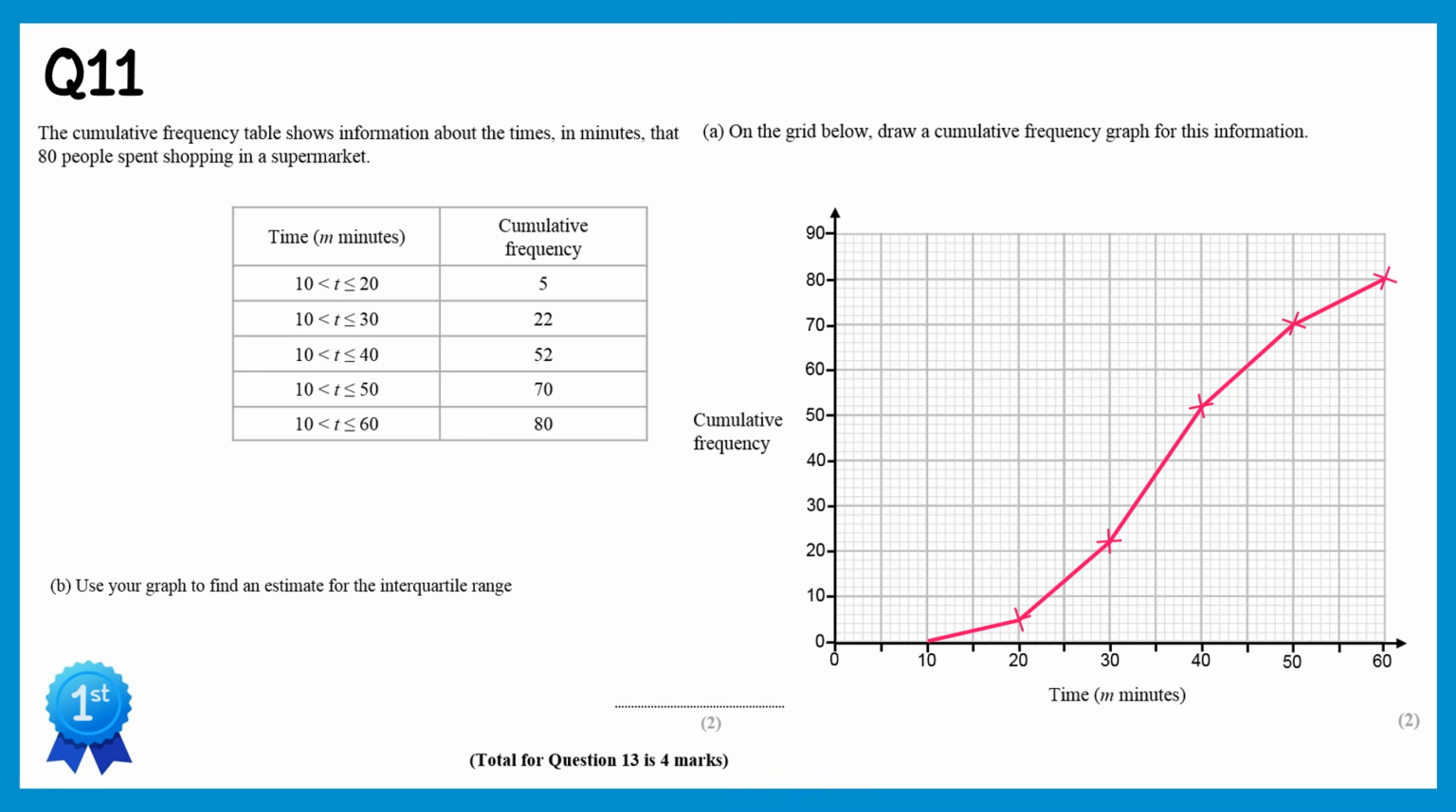For part B, we need to find the interquartile range. We were told there were 80 people in the question, so the lower quartile will be at 20. So go from 20 across, and then down, and read off this value. The upper quartile would be at 60, so go across, and down, and read off this value. For the upper quartile, I get 44, and the lower quartile, I get 29. 44 take 29 is 15.